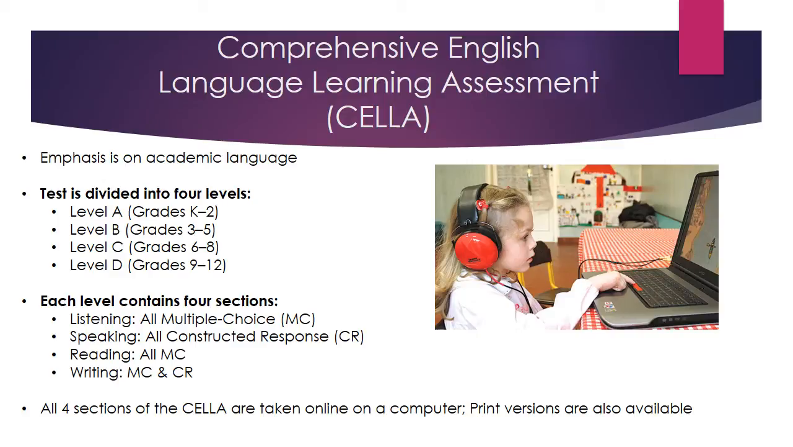The next proficiency measure is CELLA, the Comprehensive English Language Learning Assessment. This assessment has an emphasis on academic language. The test is divided into 4 levels, A through D, that you can see here by grades. And each of those levels contain the 4 sections: listening, speaking, reading, and writing. All 4 sections of the CELLA are taken online on a computer, but print versions are also available.